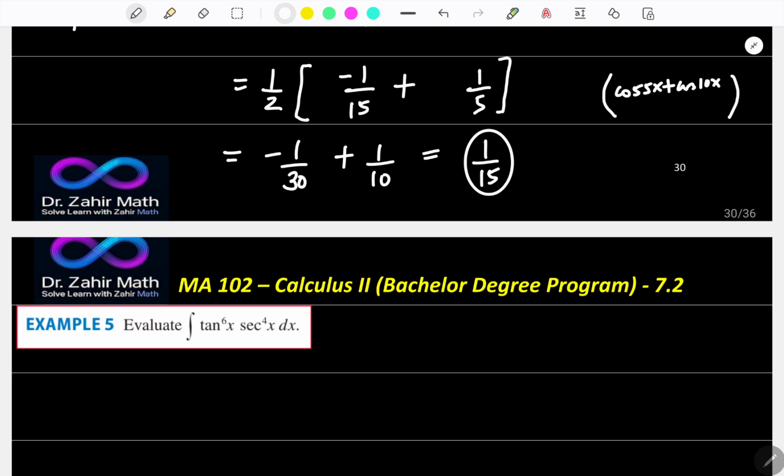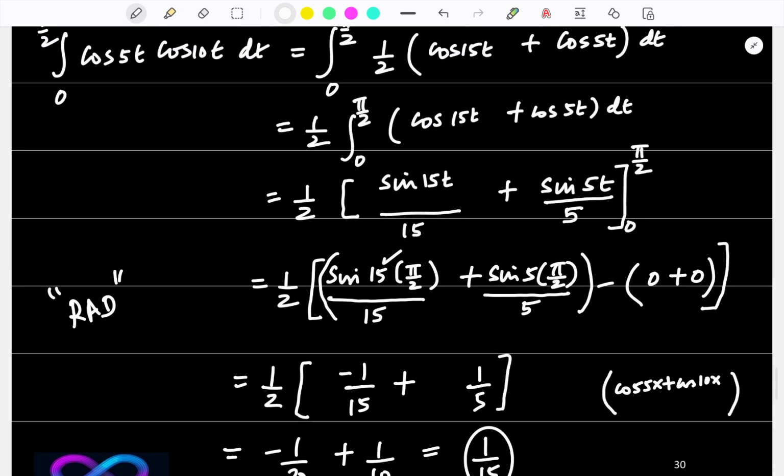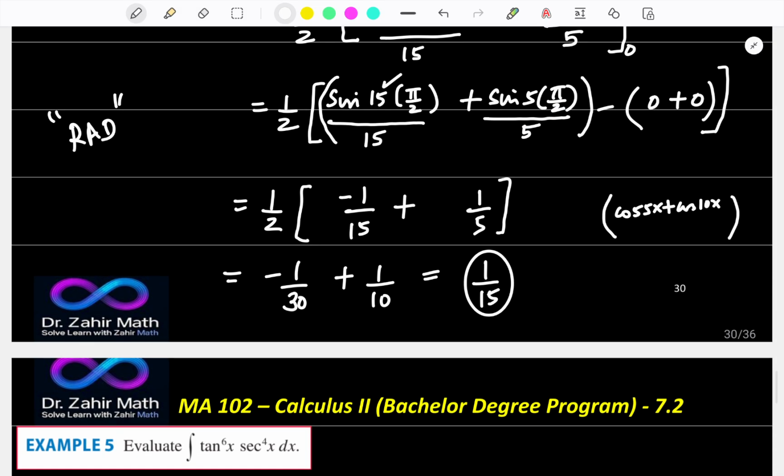Okay, right. And the limits is 0 to pi by 2, use radian mode. So shift pi over 2, fraction mode. So it gives the answer 1 by 15. Let me check. Wait, it's taking time. Yes, 1 by 5 I got. Maybe I made a mistake. Okay, 1 by 5 I'm getting. Let me check 1 by 15 or 1 by 5.